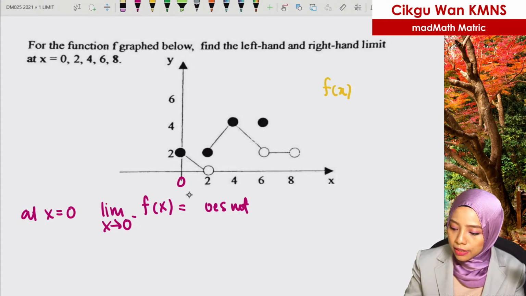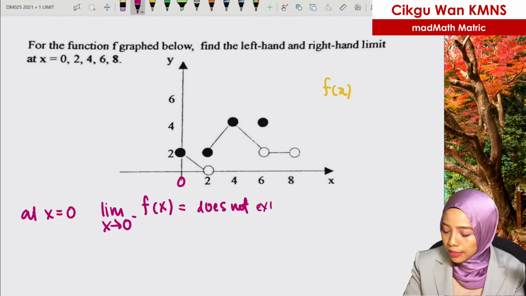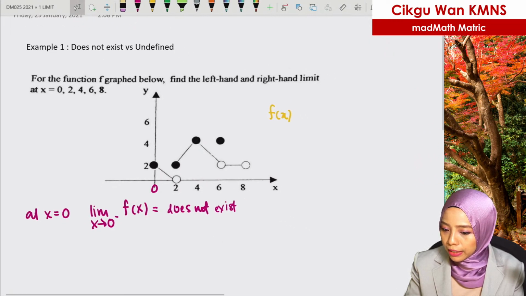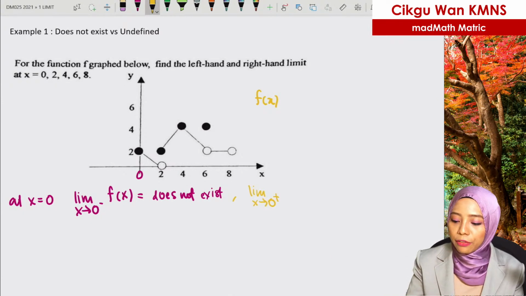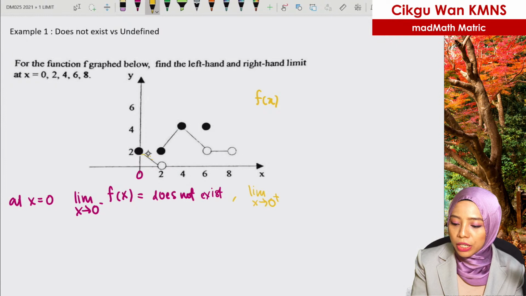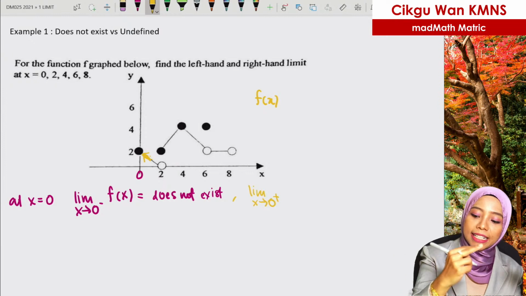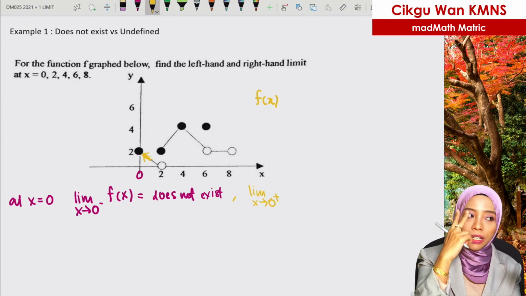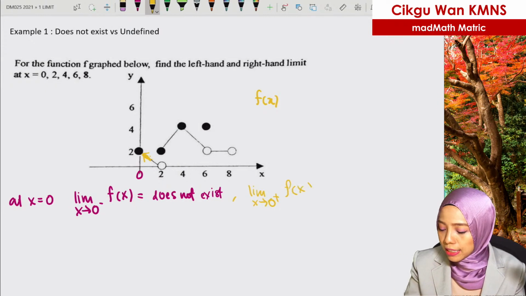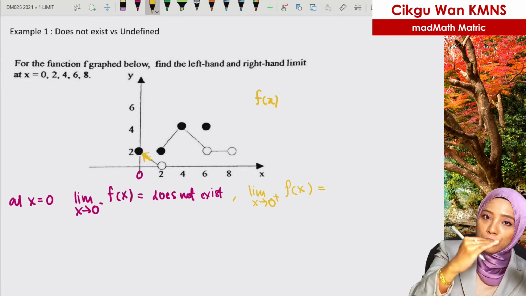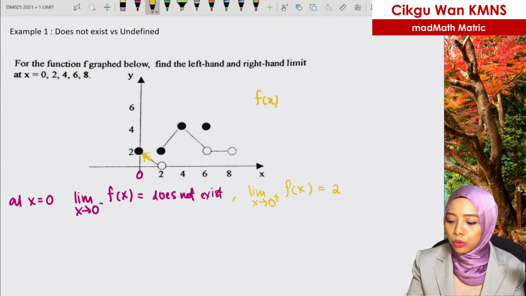Okay, does not exist. Okay, how about if we are looking at the limit as x approaching 0 from the right? Okay, from the right. Can you see this? X approaching 0 from the right? Yes, it's approaching. What are the y values? The y values are 2. So the limit of f(x) as x approaches 0 from the right is equal to 2.